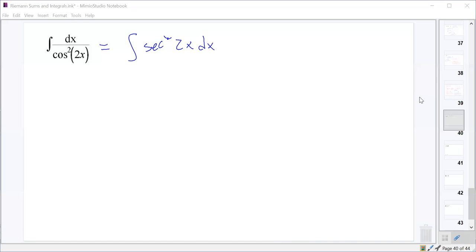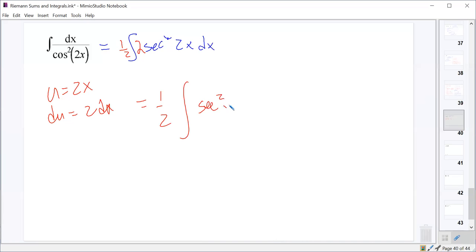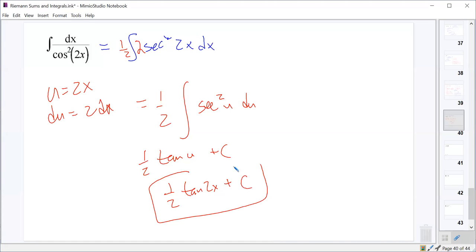So our u substitution is just going to be u is equal to 2x on this one, because the integral of secant squared u we should know to be tangent of u, right? So if u is 2x, then du is 2 dx. So we'll put in a 2, we'll put in a 1/2. We end up with 1/2 of the integral of secant squared u du, or 1/2 of tangent of u plus our constant, or 1/2 tangent 2x plus our constant.